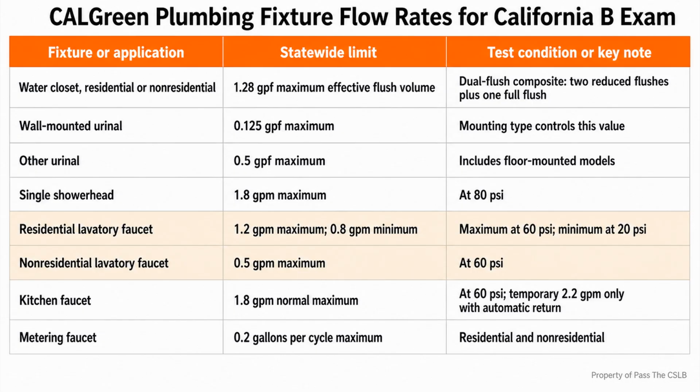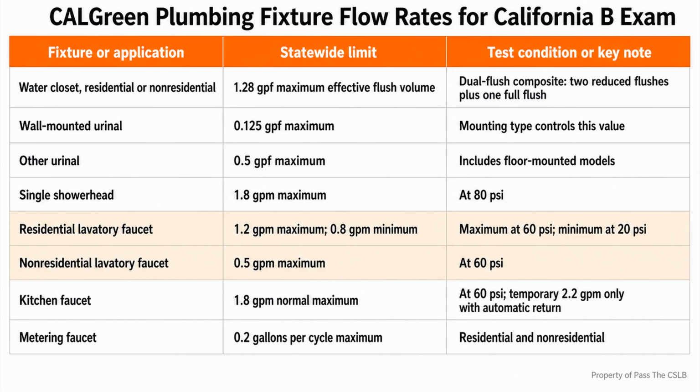Kitchen faucets have a baseline maximum of 1.8 gallons per minute at 60 pounds per square inch. A compliant kitchen faucet may temporarily increase to 2.2 gallons per minute, but it must default back to 1.8 after shutoff or standard operation. Metering faucets, whether residential or non-residential, must not deliver more than 0.2 gallons per cycle.